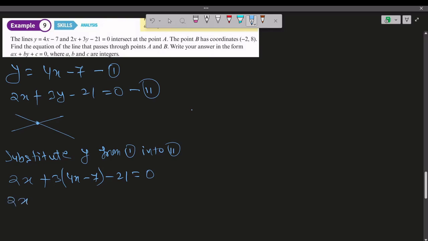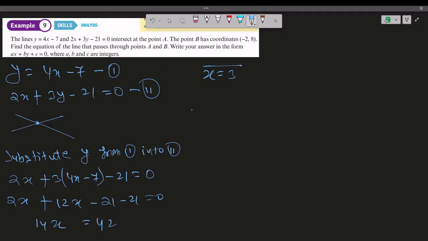Let us do it. So 2x plus 12x minus 21 equals 0. So it is 12x plus 2x, 14x equals, minus 21 shifted becomes 42. x equals 42 upon 14. Yes, x equals 42 upon 14, that is 3. Okay, we got x equals 3 when we solved it simultaneously.